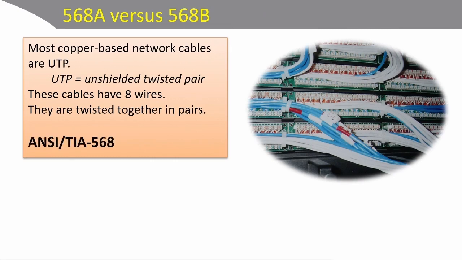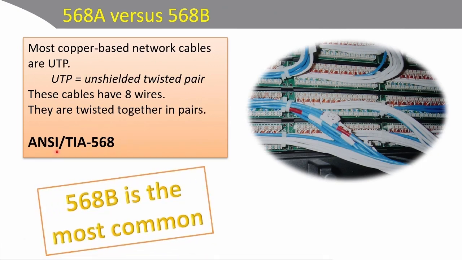The 568 standard is used with twisted pair cables that are meant for computer networking on the LAN. Such as what we see here. We have some cables that are connected to the back of a patch panel, and they're all terminated. All the individual wires are terminated here. So we use this type of cable for computer networking. This standard was developed by the Telecommunications Industry Association, or TIA, and adopted by ANSI.